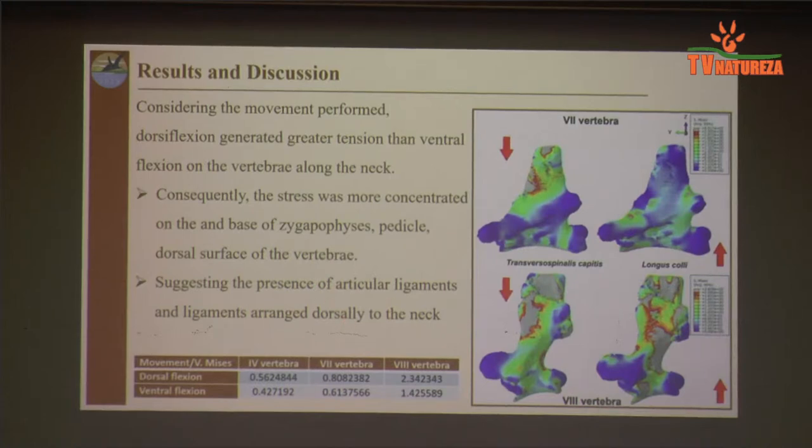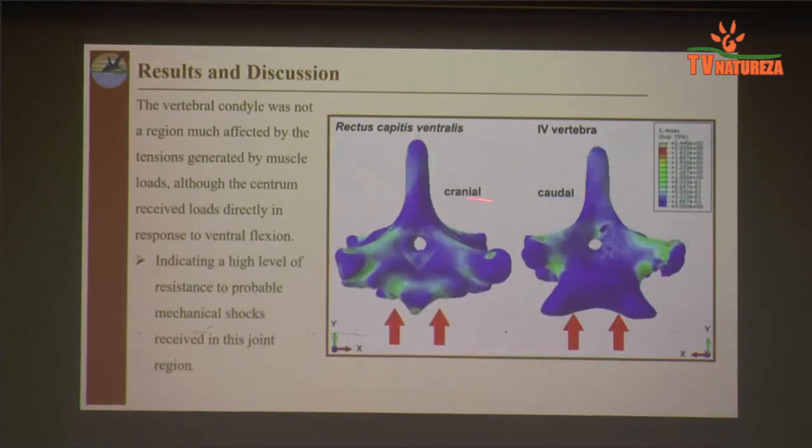And ligaments arranged dorsally on the neck, like supraspinal ligaments, the elastic interlaminar ligament, the elastic interspinal ligament, or the nuchal ligament, our ligamentum flavum. And the vertebral condyle, this area, was not a region much affected by the tension generated by the muscle loads. After all, the centrum received loads directly in response to ventral flexion, this movement, indicating a good level of resistance to probable mechanical shocks received in this joint region by natural movement.